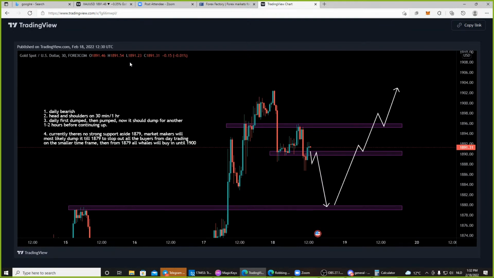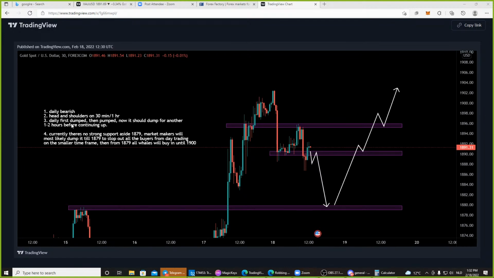1, daily bearish. 2, head and shoulders on a 30-minute. Honestly, bro, I don't know what that is. Well, I do know what that is, but I don't see it. Correct me if I'm wrong. Is it this? It's the left leg, left shoulder, head right here. So this is the neckline, I think. Right shoulder, right? But if a head and shoulders, then it needs a confirmation, isn't it? You need a break, retest, and this is your entry to continue the leg. I'm not sure. That's just what I think. Could be wrong.